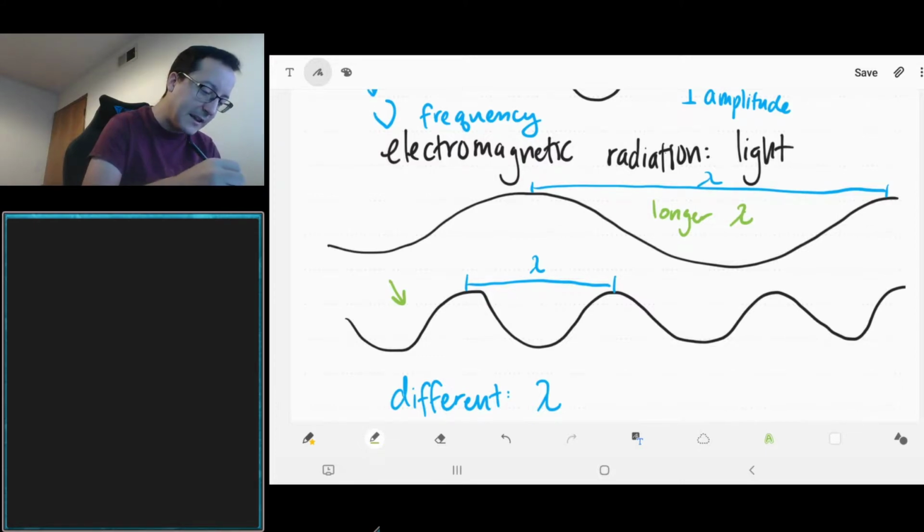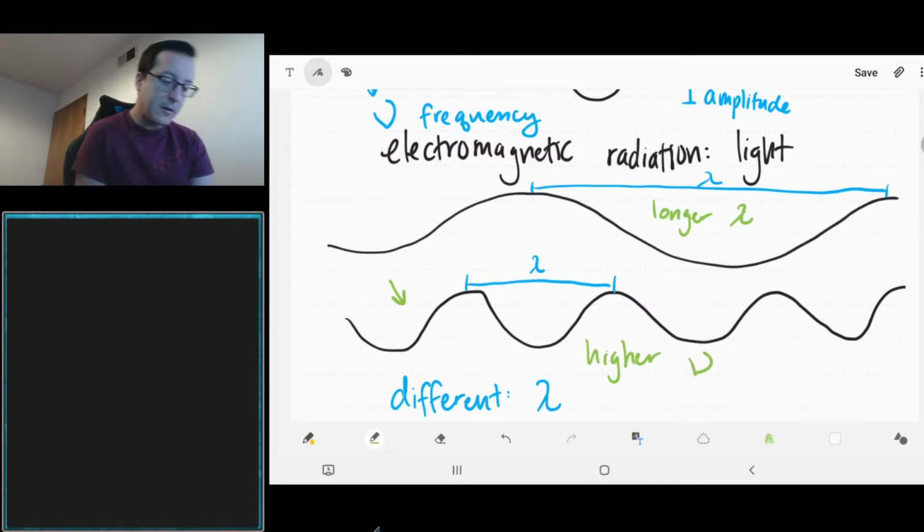And so we're going to say that this has a higher frequency, right? Just how often it's hitting those peaks. This one with a shorter wavelength will have the higher frequency, because since they're moving at the same speed, we're going to hit more of those peaks in the same amount of time.